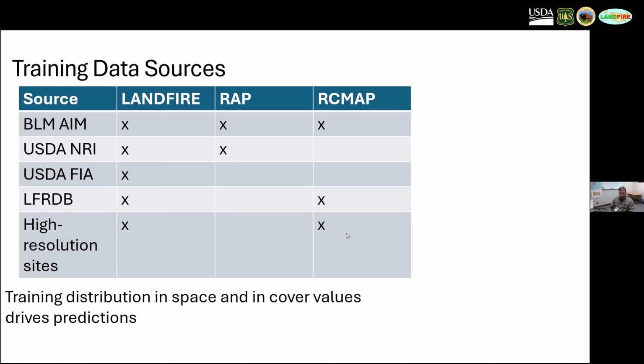The bottom line here is that the training data distribution in both space and time will drive the cover predictions, the ultimate maps you all see. So, for example, if the training data was only coming from BLM sites, that would possibly result in bias in the application of the model outside of that. So that's an important thing to think through. What models are using which data sets?